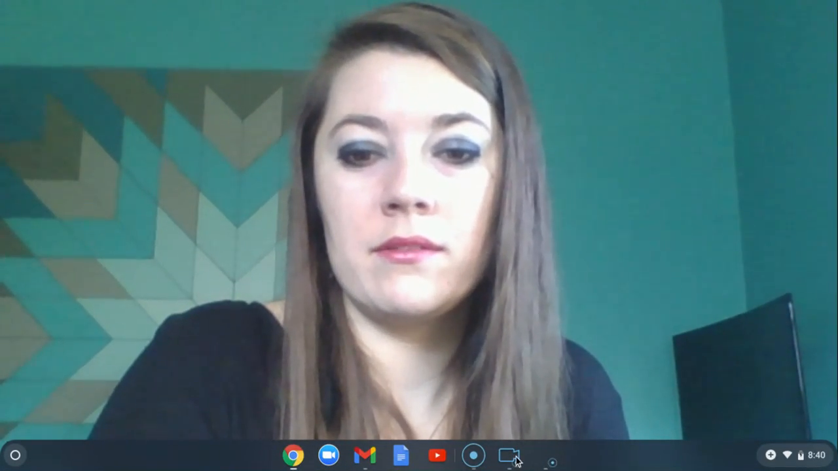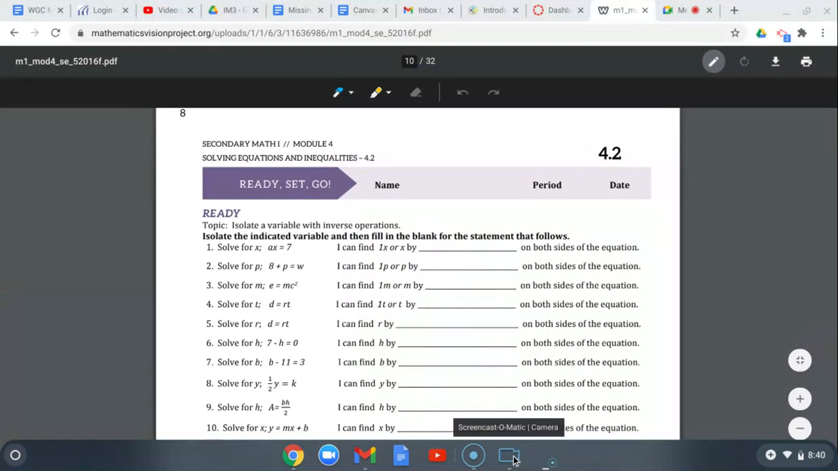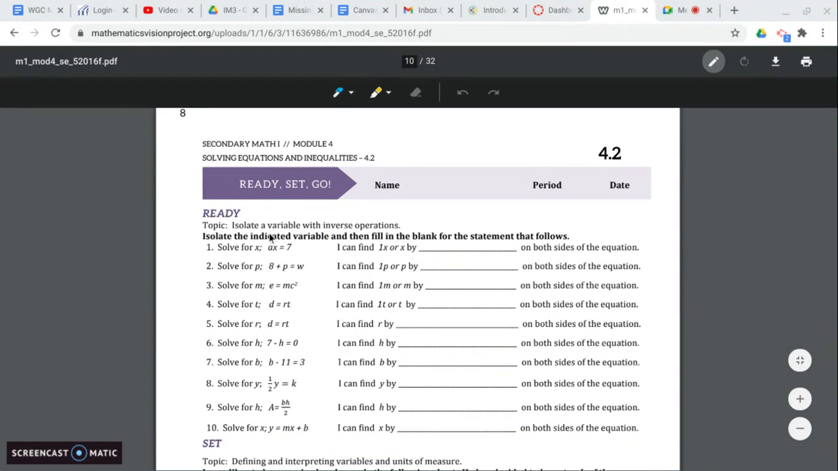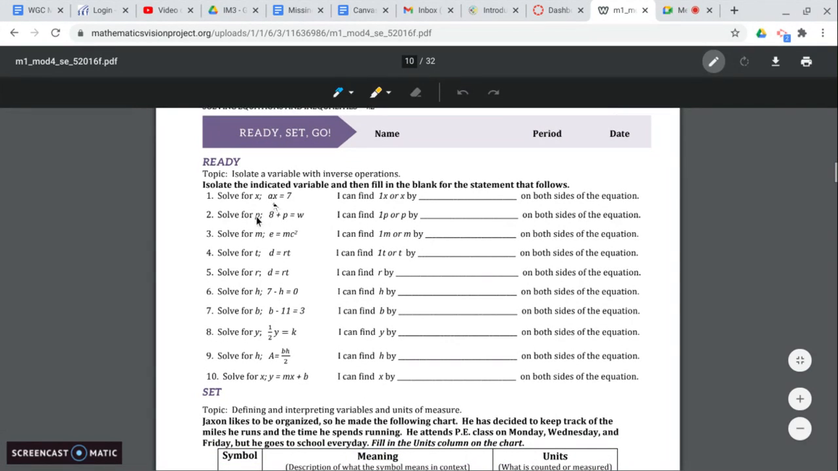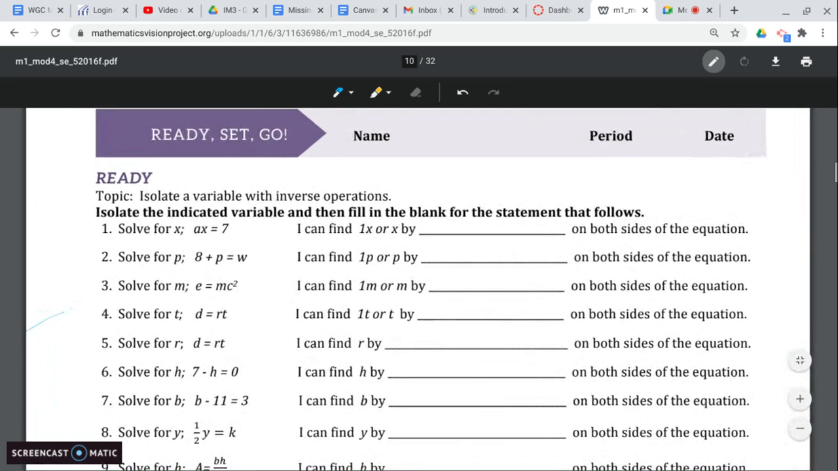Okay, so isolate the variable with inverse operations. Isolate the indicated variable and then fill in the blank for the statement that follows. Solve for x: ax equals 7. We want to get x by itself. So I can find 1x, or x, by doing what on both sides of the equation? How are we going to get rid of the a? How do we move that over? We divide by a.